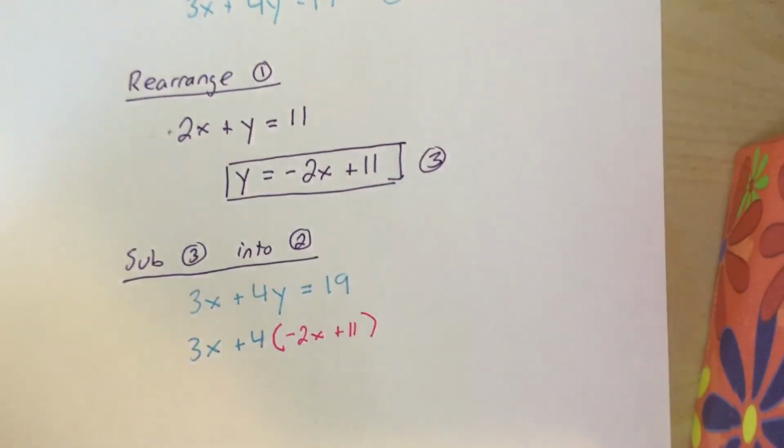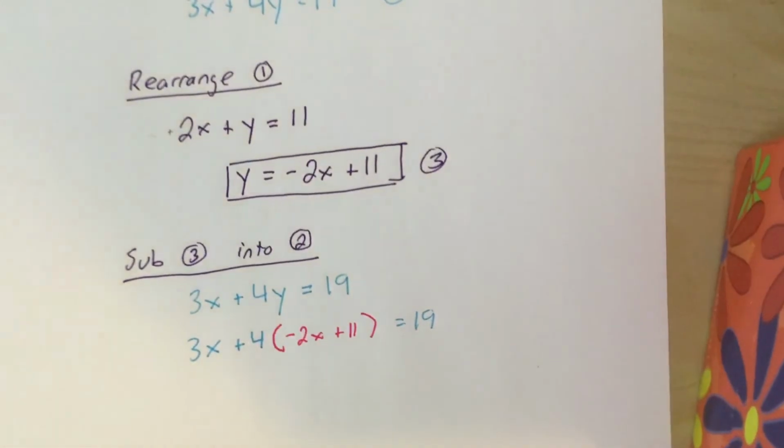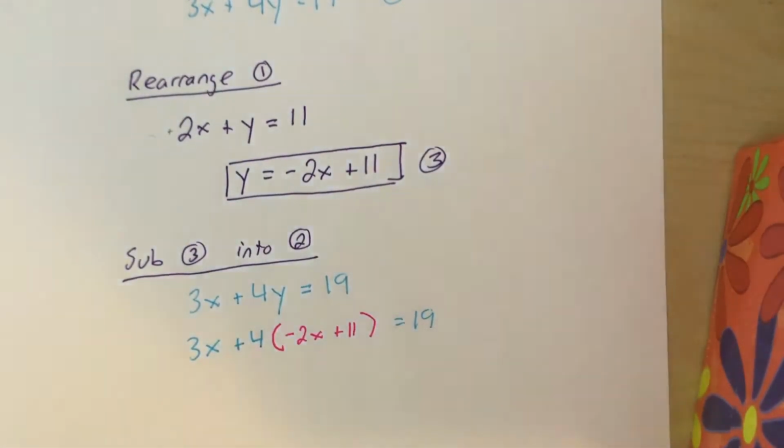So instead of y, I wrote that pink stuff. Nothing else changed. Everything else I wrote exactly the same, but the y became the minus 2x plus 11. Then we're going to have to algebra it a little bit.